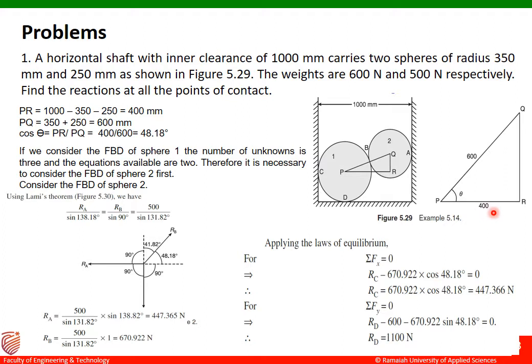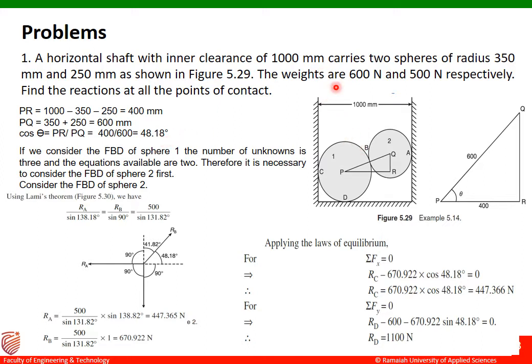This is what is written over here. Next, PQ is 350 plus 250, which is 600. Next we have to find the answer for theta, that is here. Cos theta is equal to adjacent, that is 400, divided by hypotenuse, 600. 400 divided by 600 gives theta as 48.18 degrees.